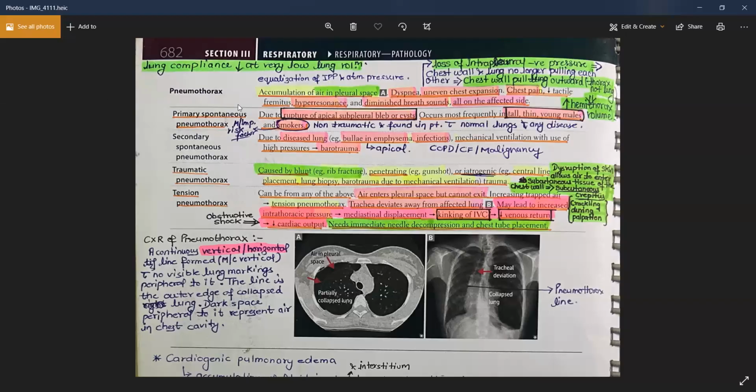Now let's discuss all the causes. What about the findings? What will you see?